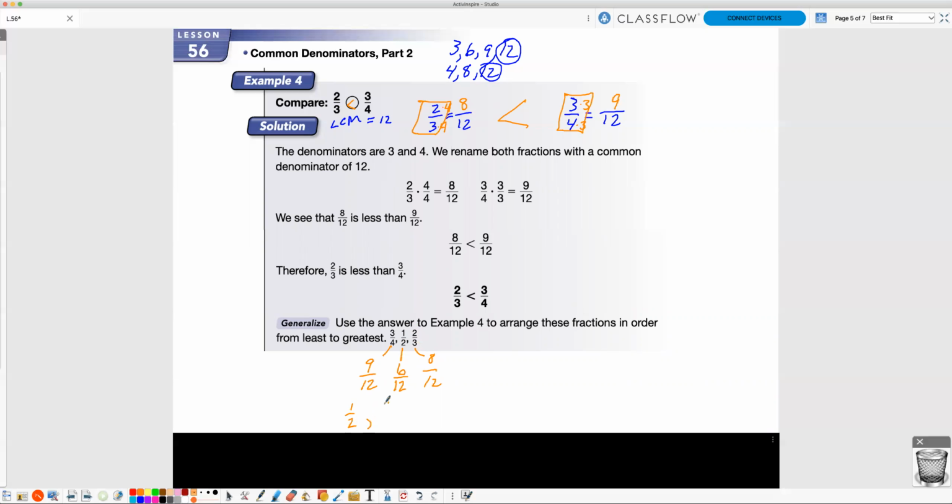8 comes next, so that means 2/3 is the next one. And 9 is last, so that means 3/4 would be the final one. So from least to greatest, it's actually 1/2, 2/3, and then 3/4. Because if you were to change these in order, it'd be 6/12, and then 8/12, and then 9/12. And remember, this was 1/2, this was 2/3, and this was 3/4. So that's the order it would go in.